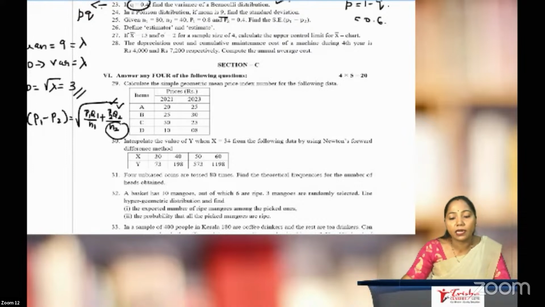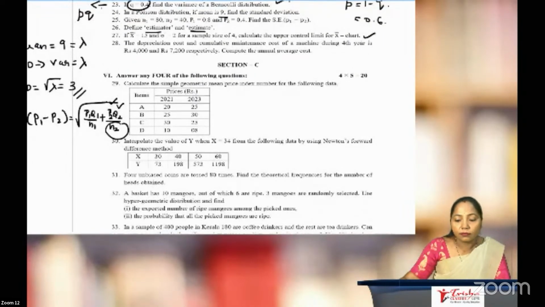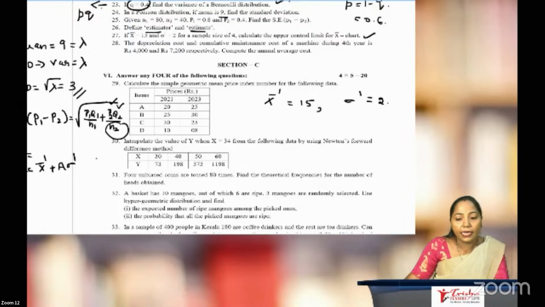Define estimator and estimate, again from inference. Question number 27 is from SQC. X bar dash is given to you, which is 15. Sigma dash is given as 2. They're asking you to find the upper control limit for X bar chart. What is the formula? For X bar chart, the upper control limit will be X bar dash plus A sigma dash.